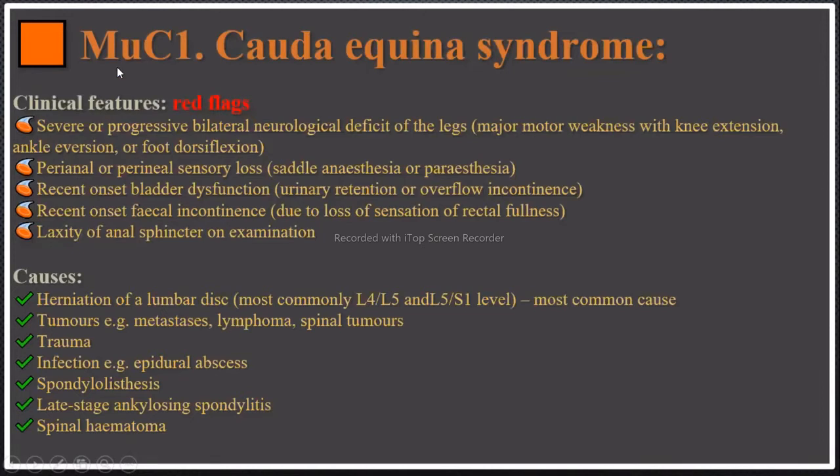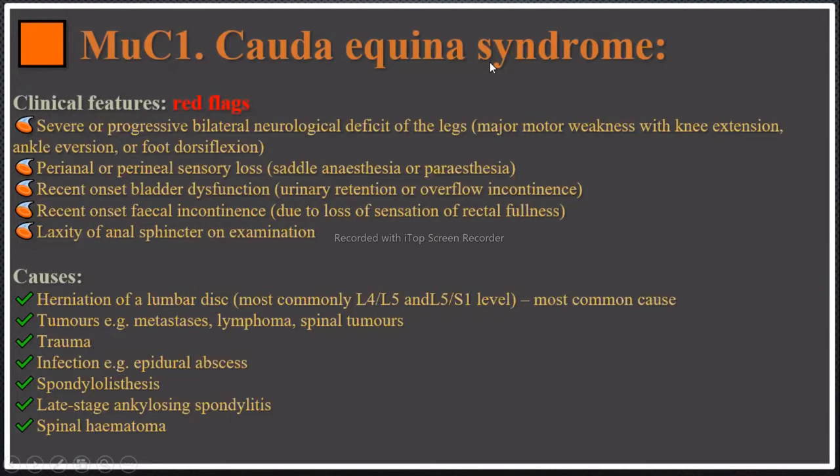Musculoskeletal condition number 1, Cauda Equina syndrome, according to the Royal College. So clinical features, as we said, red flags, check red flags. And they can ask you about the causes. There is a difference between what is the most likely cause and what is the most likely diagnosis. So Cauda Equina syndrome, it's not a cause, it's a diagnosis or complication.